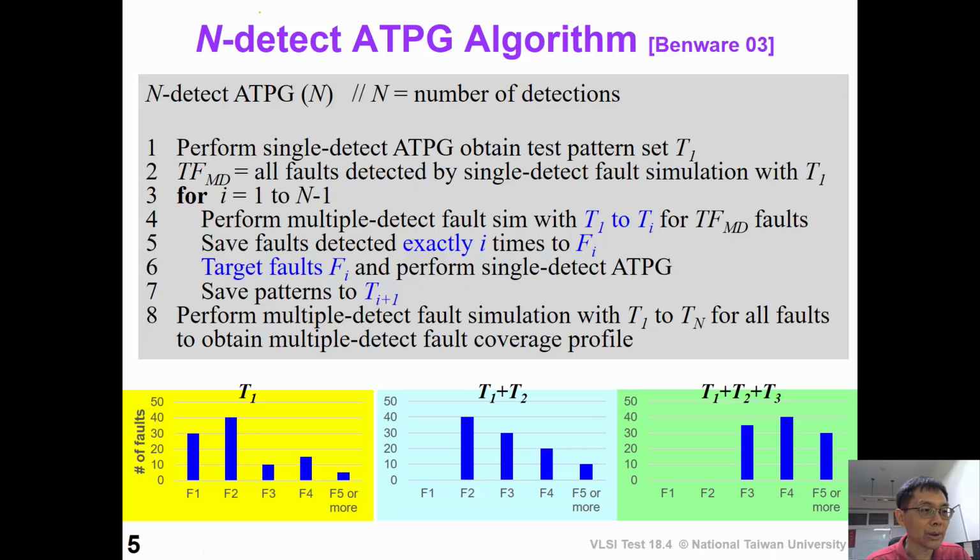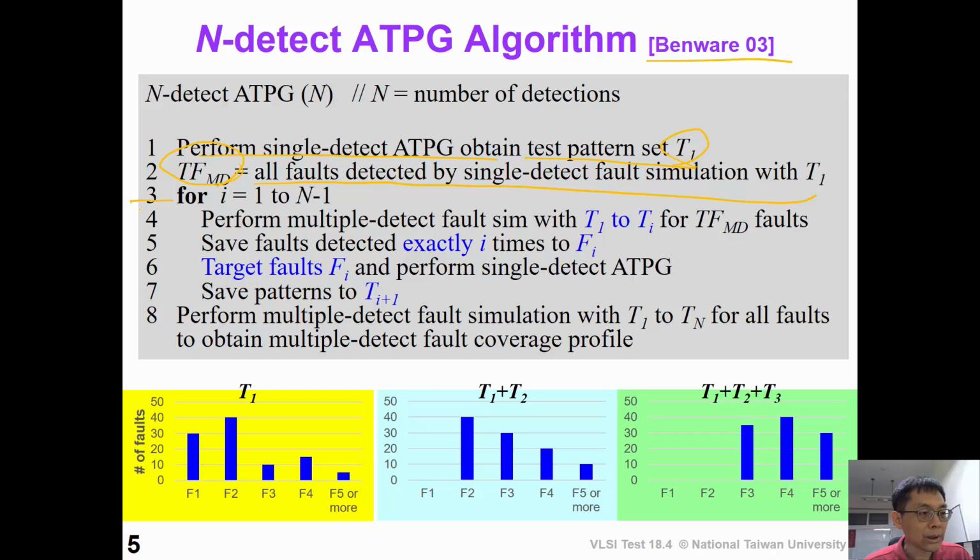So how do we generate N-detect test patterns? This is an algorithm proposed by Benware. First of all, we perform a single detect ATPG and we obtain a test set T1. And we perform a single detect fault simulation. With T1, we can obtain a fault list TFMD. So this is our target fault list.